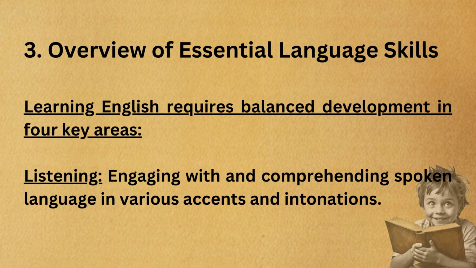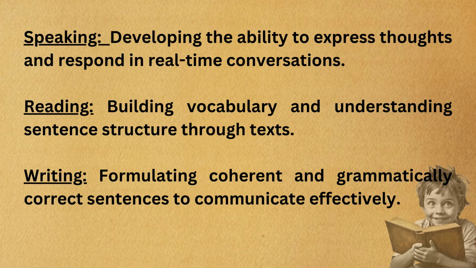3. Overview of essential language skills. Learning English requires balanced development in 4 key areas: listening, engaging with and comprehending spoken language in various accents and intonations; speaking, developing the ability to express thoughts and respond in real-time conversations; reading, building vocabulary and understanding sentence structure through texts; writing, formulating coherent and grammatically correct sentences to communicate effectively.